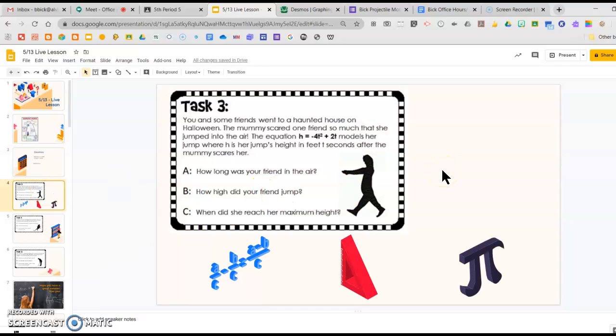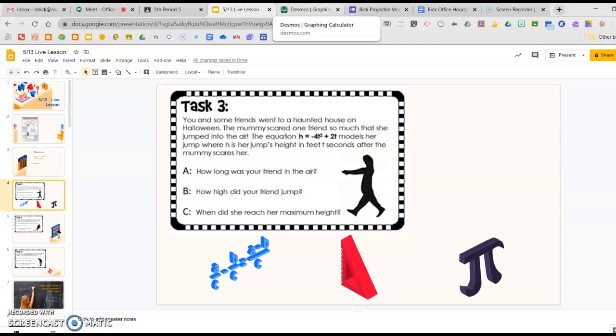Since it's my birthday, I'm not going to work these out long form because we have the capability of Desmos and graphing calculators. So I just want you to understand how this equation works and how you can find what you need from the graph. So our equation is h equals negative 4t squared plus 2t.